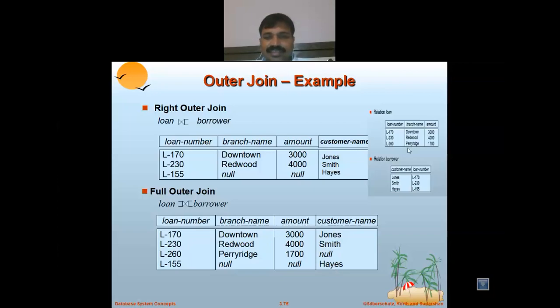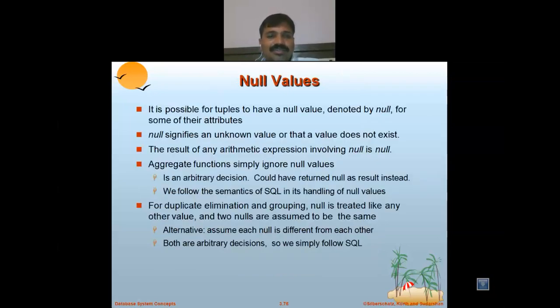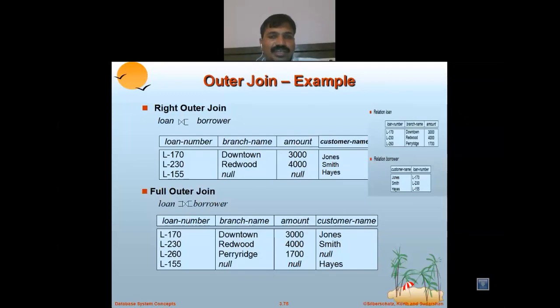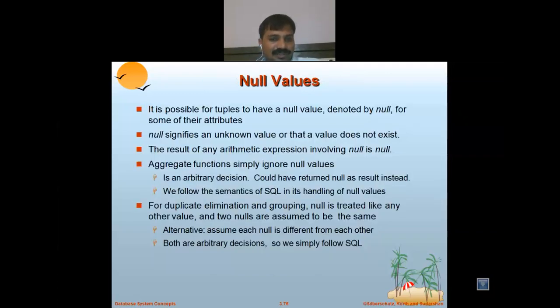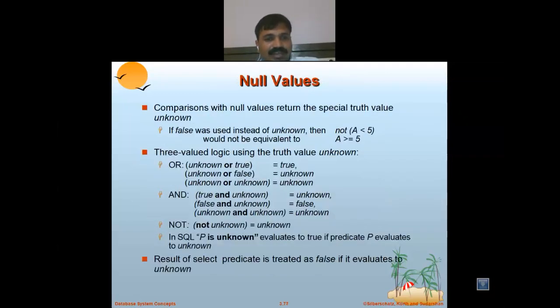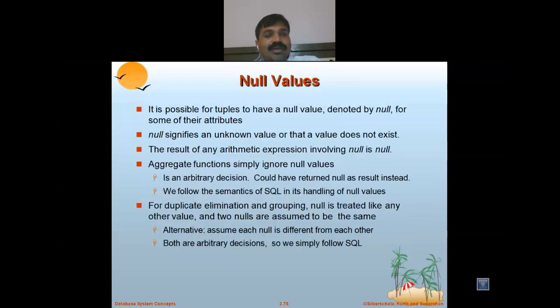So in this case 260 is not present in the borrower table, so in that case the customer is a null value. So that case is a null. So an unpredicted record is there, and in that case you can use the full outer join. Whenever we have an unknown value, we can just specify null values.